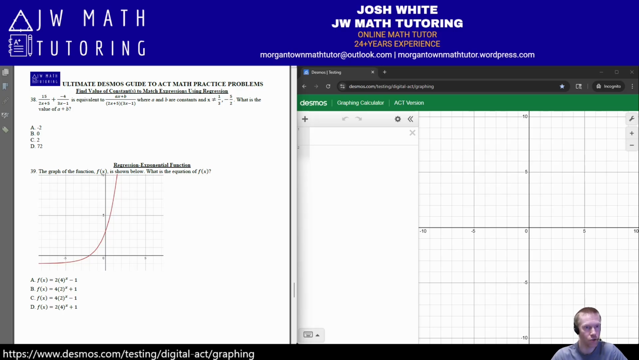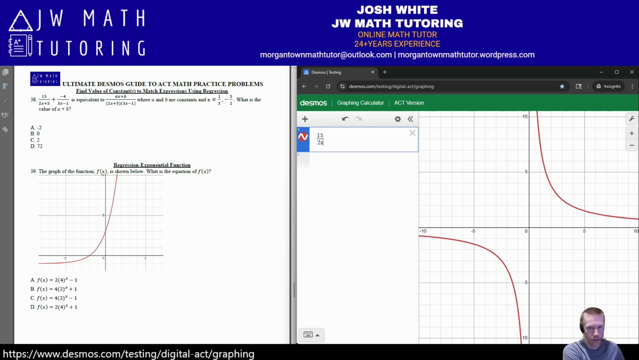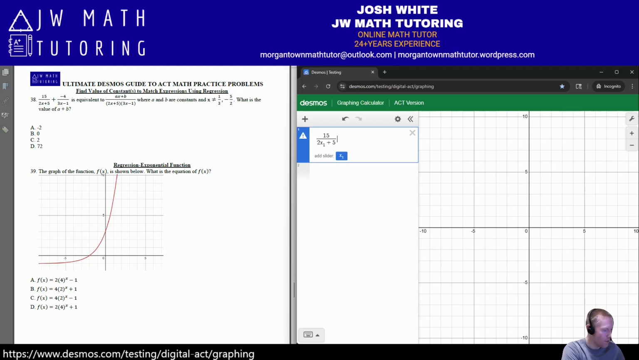Basically, you have two rational expressions here that are being added, and you're told that they're equivalent to this other rational expression, and it's got some constants a and b in it. And it wants to know, okay, what's the value of a plus b? So what we can do is we can go to Desmos, and I can start typing the left side. Now I do have to remember to make every x into an x1.